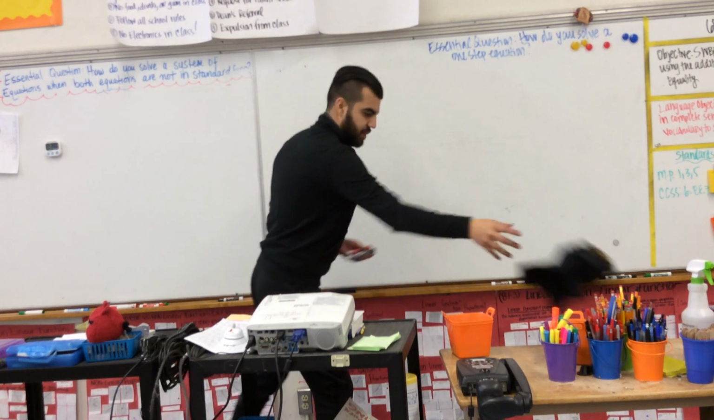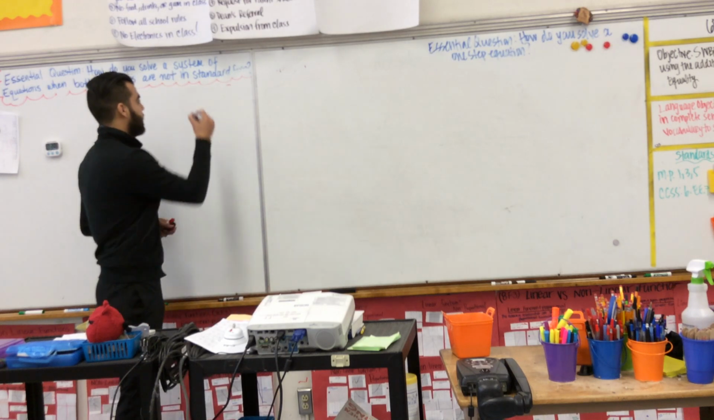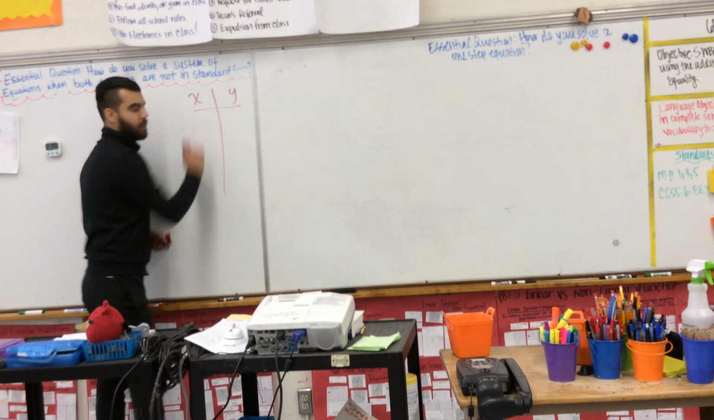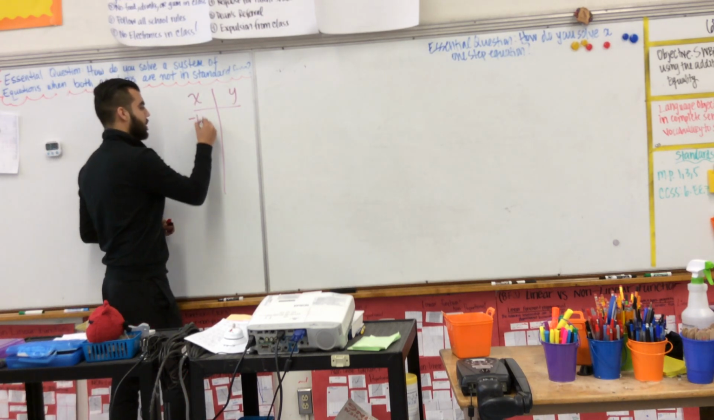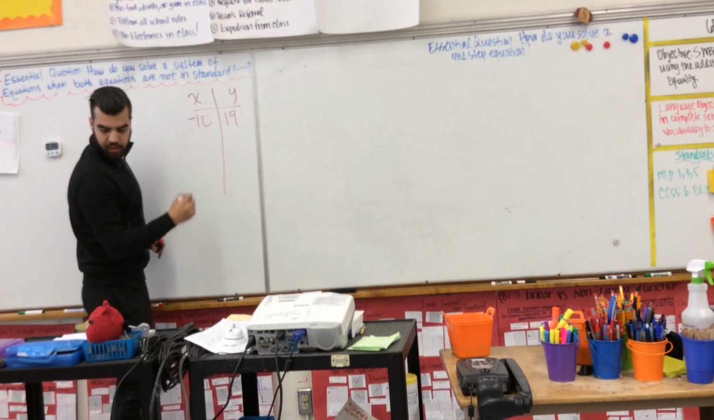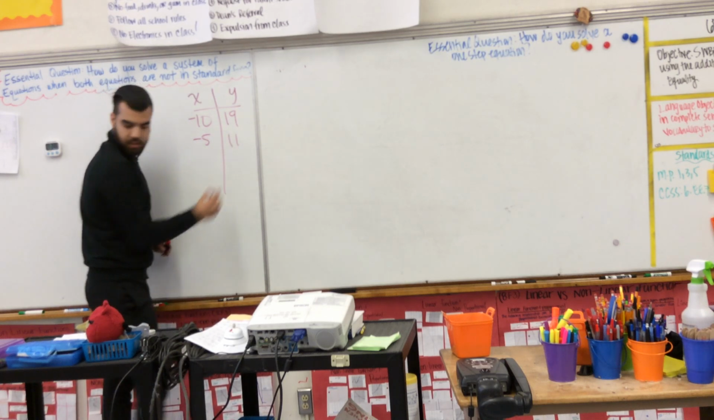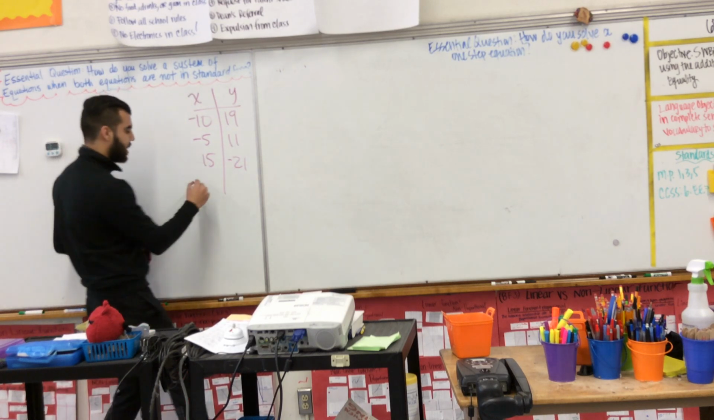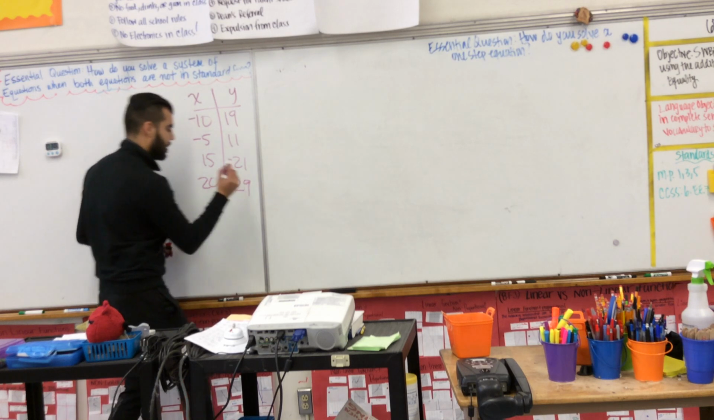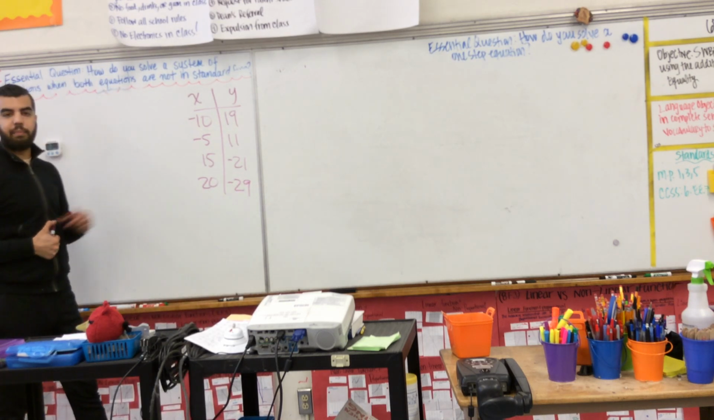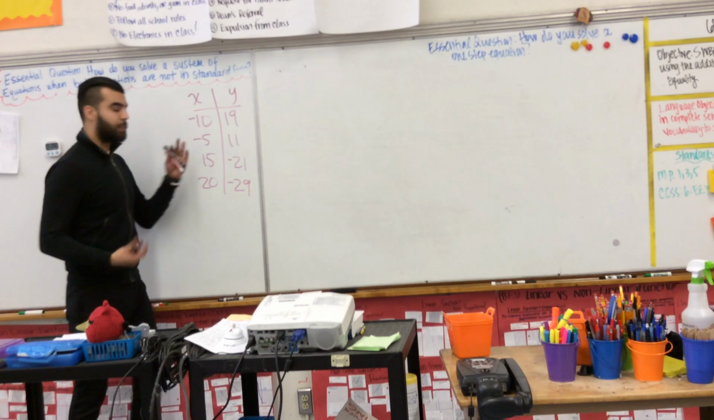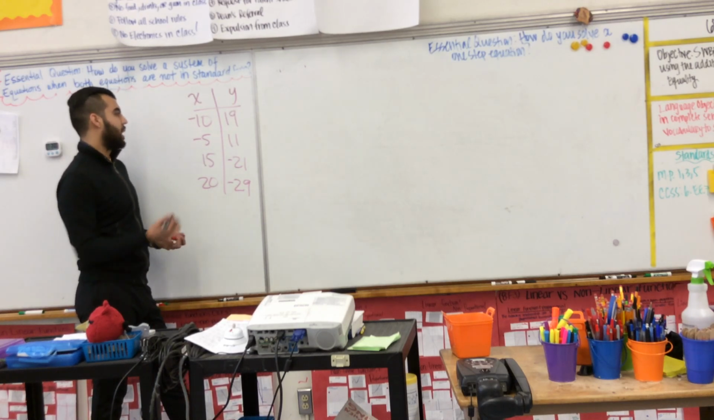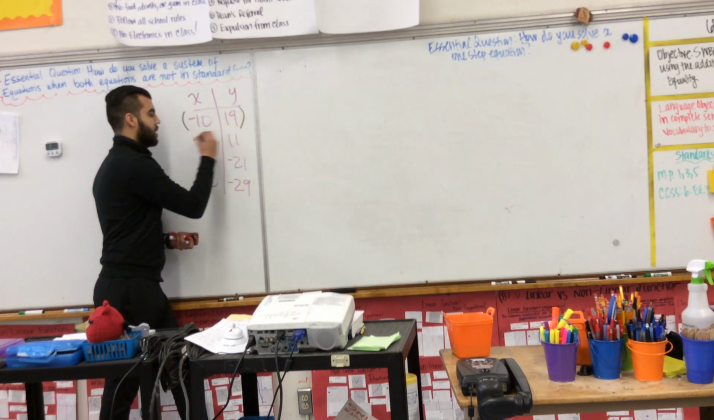Okay, so the next t-table problem is this. So we have x and y. We have -10, 19, -5, 11, 15, -21, and then 20, -29. So those are the coordinates given by the t-table. Let's pick two of these coordinates to find slope. That's the first thing you want to do. I'm just going to pick the first two, the top two.